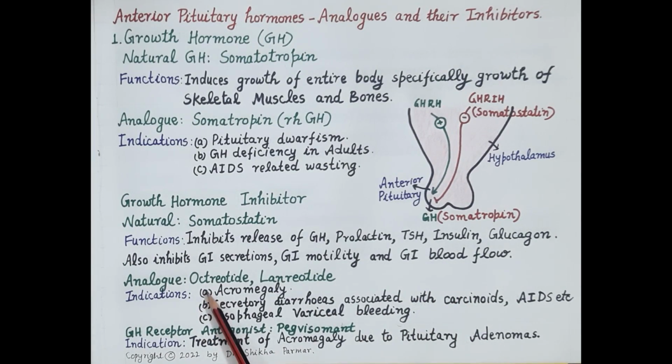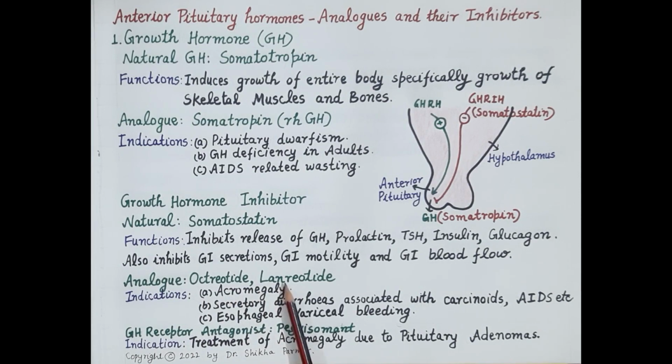Now, octreotide and lanreotide are the synthetic analogues of somatostatin. These agents also inhibit the secretion of growth hormone. Octreotide, an analog of somatostatin, is useful in the treatment of acromegaly. Acromegaly is caused due to excess growth hormone in adults.